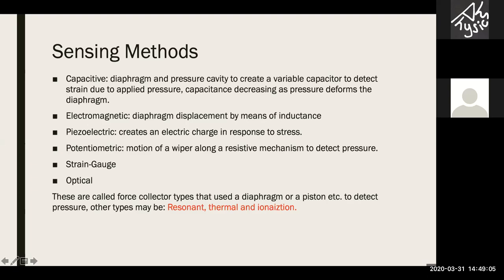There's also the potentiometric. It is a motion of a wiper along resistive mechanisms to detect pressure. We have strain gauge, and we have optical ones also. There are other types than the force collector ones, which are known to be resonant, thermal, and ionization.